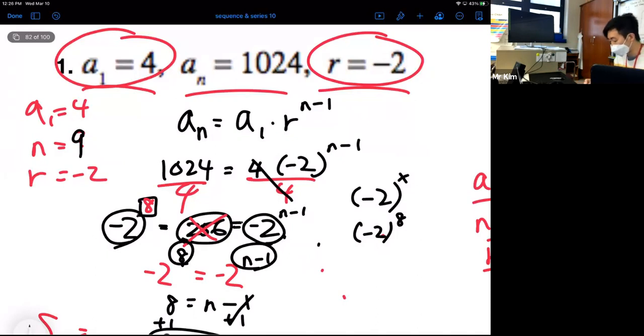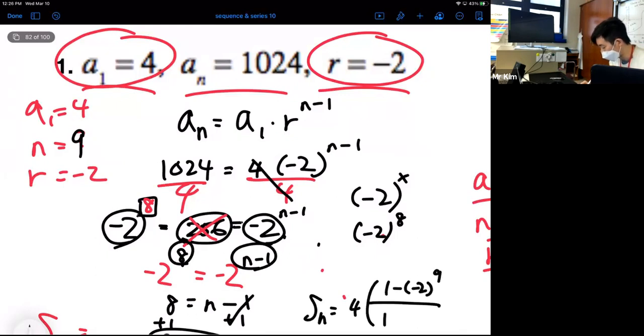And then you can find the summation by doing the following. 4 times 1 minus negative 2 to the power of 9, over 1 minus negative 2. I don't have a calculator, so someone do that for me and tell me what the answer is. It should be a big positive number, that's for sure.